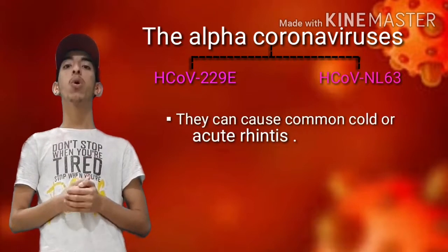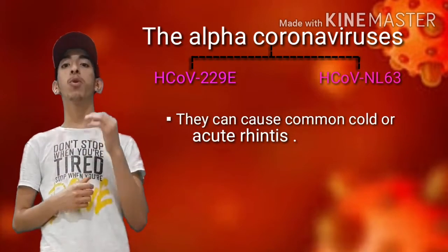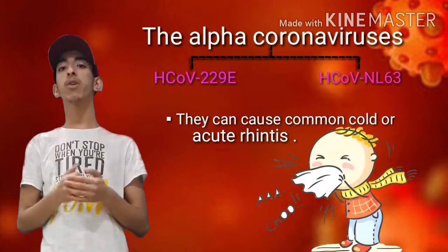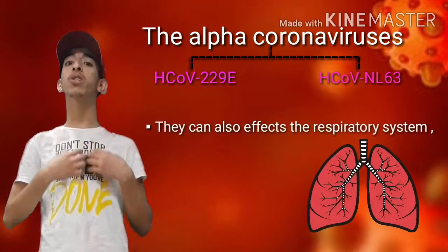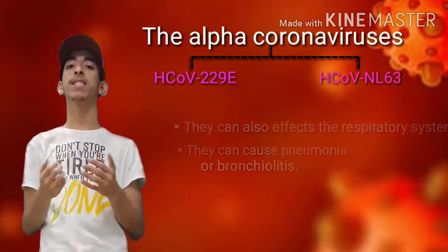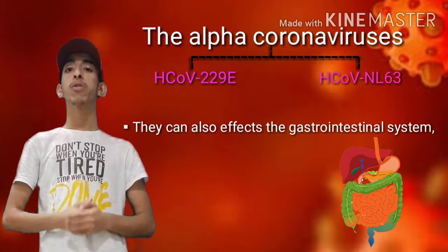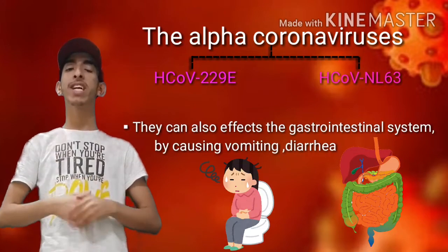They can cause common cold or acute rhinitis. This common cold can cause sneezing or runny nose. They can also affect the respiratory system. They can cause pneumonia and bronchiolitis. They can also affect the gastrointestinal system by causing vomiting, diarrhea, and nausea.